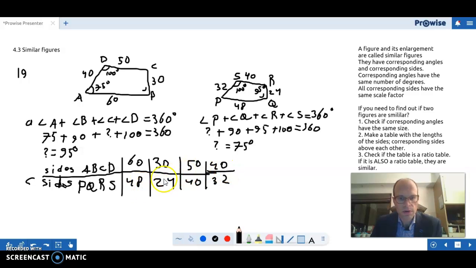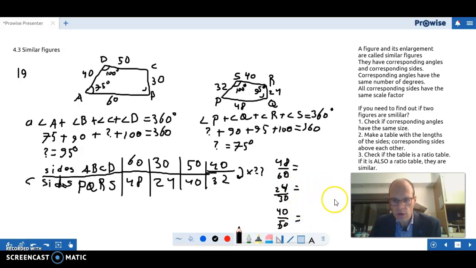Okay, if it's a ratio table, each and every time we divide, we get the same thing. So is this the same number which we need to multiply by all the time? So first of all, we need to figure out 48 over 60. We need to do the same with 24 over 30, and then 40 over 50, and, need more space, do it over here, 32 over 40.